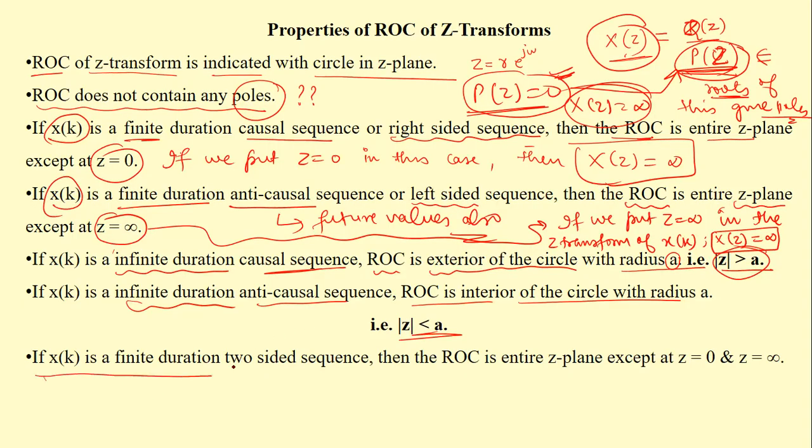If we have a finite duration two-sided sequence, then the RoC is the entire Z plane but not 0 and infinity. So if the given sequence has both sides, the RoC will not exist for z equal to 0 and z equal to infinity. And for the rest of the values, it will exist. Now, we'll take the examples.